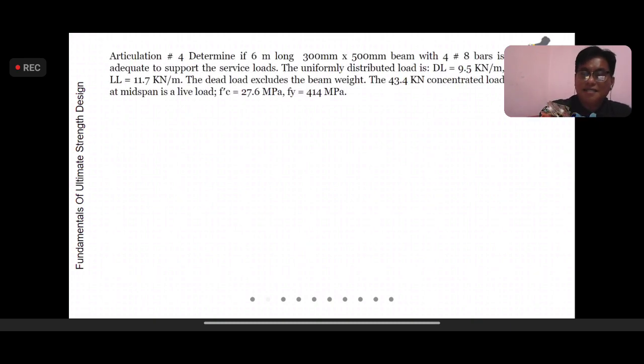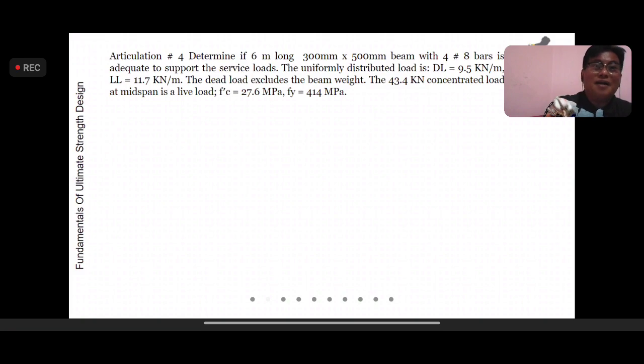Okay, let's have this one as illustrative problem number 4. We are asked to determine if a 6 meter long beam with 300 millimeter by 500 millimeter beam dimension with 4 number 8 bars is adequate to support the service loads. The uniformly distributed dead load is 9.5 kilonewton per linear meter. Live load is 11.7 kilonewton per linear meter. The dead load excludes the beam weight. Ang beam weight, yun yung minumultiply natin yung dimension by the unit weight of concrete na 23.56 or minsan 24.